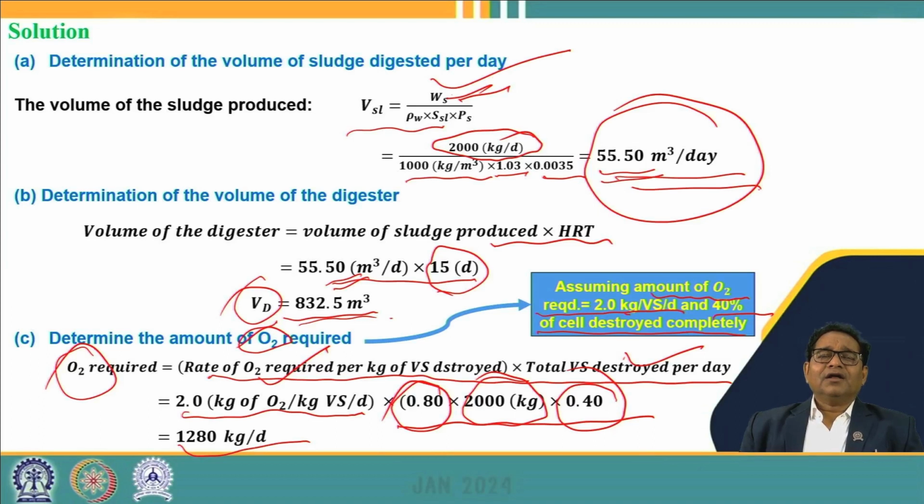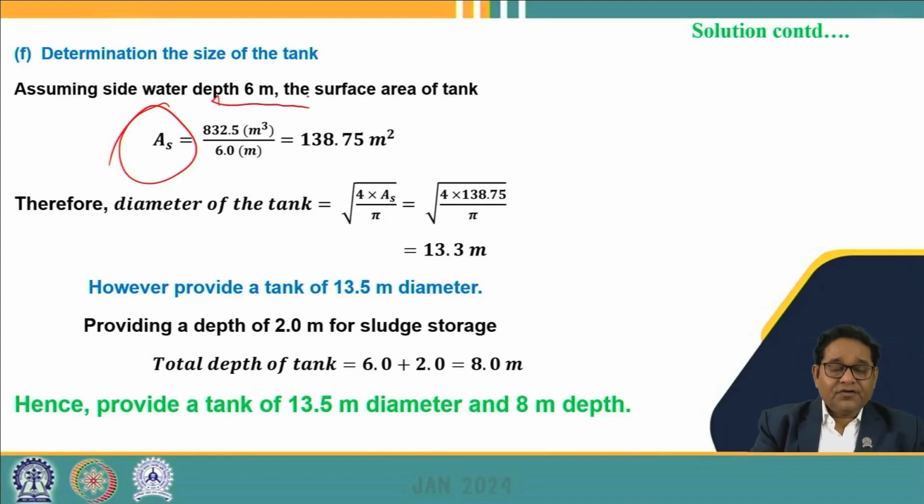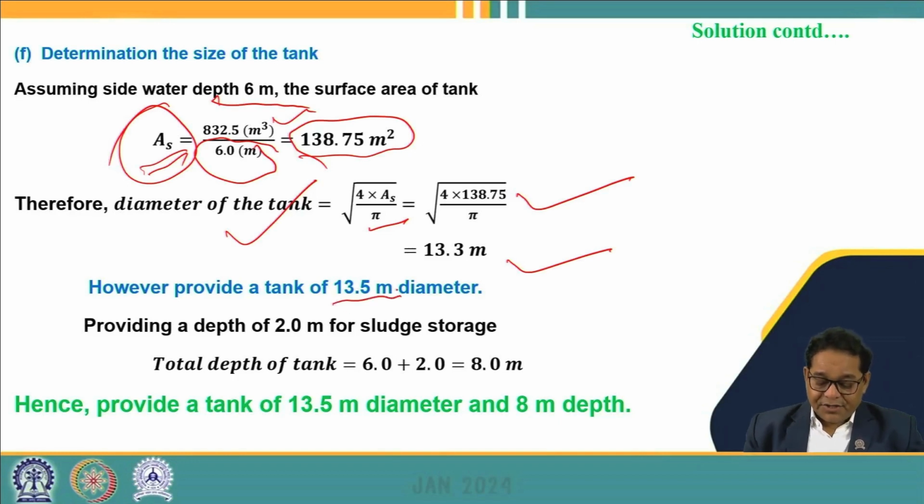Once we know the volume, we can find its surface area requirement by assuming a suitable depth for the digester. Normally it is taken as 4 to 6 meters. Here let's take 6 meters as the depth, and dividing the volume by the depth we get the surface area of the tank, which is 138.75 meters square. From here we can find the diameter of the tank: area equals pi by 4 d square, so the diameter equals the square root of 4 into surface area divided by pi. By putting in the values, the diameter required is around 13.5 meter. So finally we have decided the diameter equal to 13.5 meters.